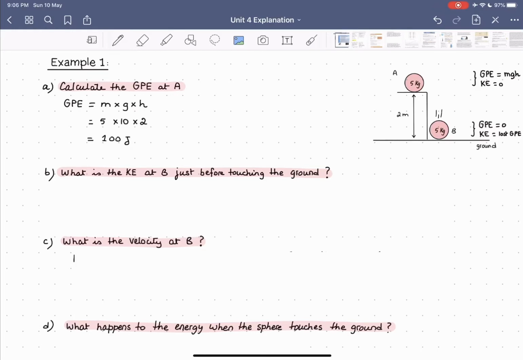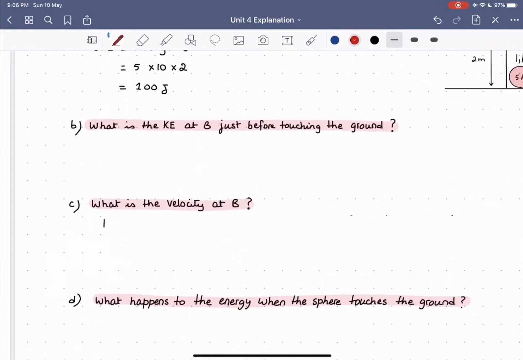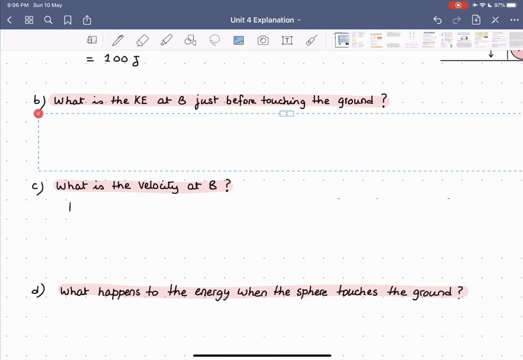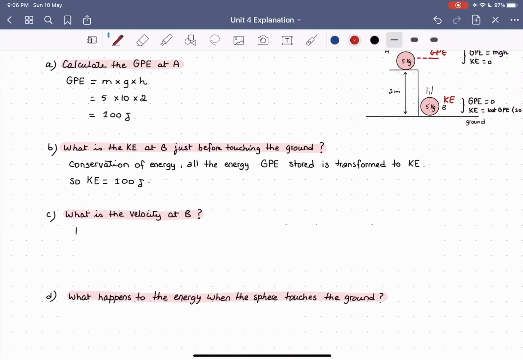Question B, what is the kinetic energy at B just before touching the ground? Just before touching the ground, we said that all the GPE that was stored in the ball will be entirely converted to KE. So in such a case, we can say that GPE is equal to KE. All this energy will be converted to the store of KE.